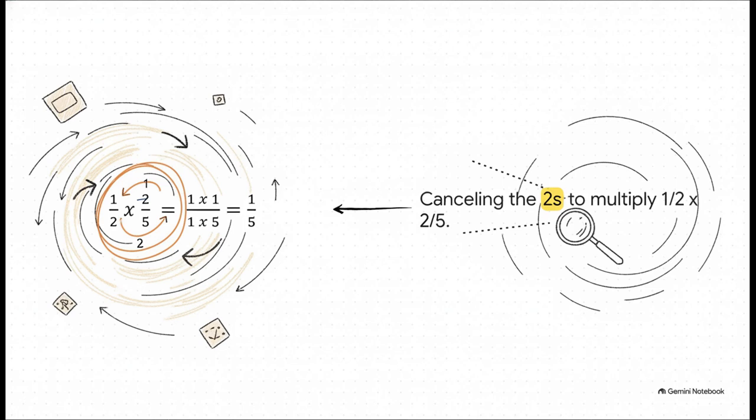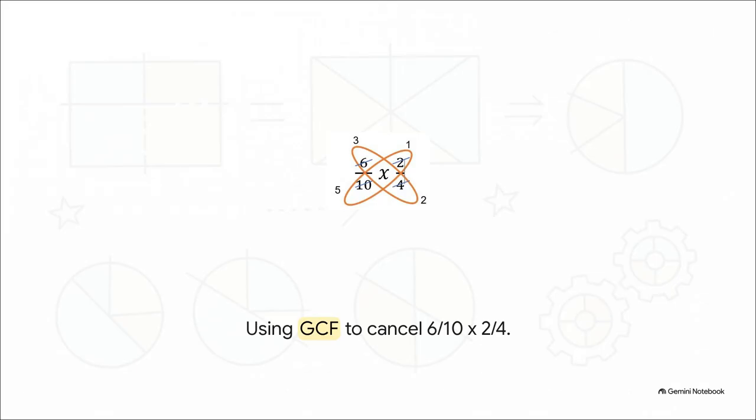Here we have 1/2 multiplied by 2/5. Look diagonally at the 2 in the bottom left and the 2 in the top right. Their greatest common factor is obviously 2, so we just divide both by 2, turning them both into 1s. Now you just multiply straight across with the new numbers. 1 times 1 is 1. 1 times 5 is 5. The answer is 1/5, instantly in its lowest terms. No way, right? Let's see how this builds when we tackle a more complex problem.